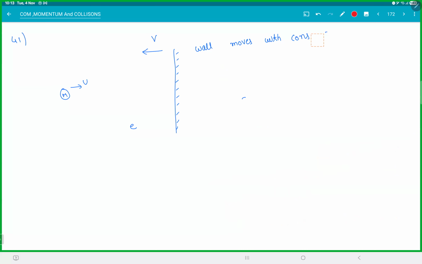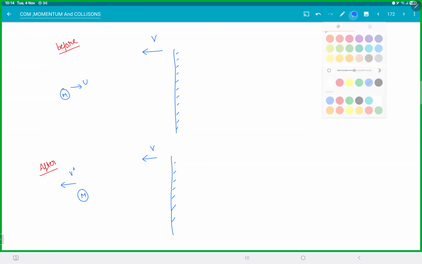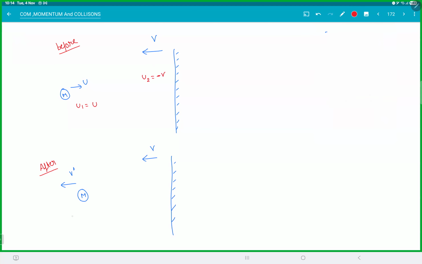Step 1, draw the final picture. This is before collision. After collision, your wall will continue with the same speed. It is given in the question. And this guy, let him go with the speed v dash. So let's define them. U1 is U, U2 is minus V. Here V1 is minus V dash and V2 is also minus V.